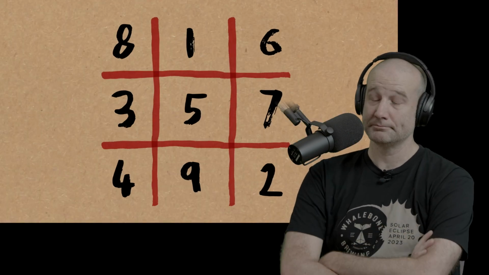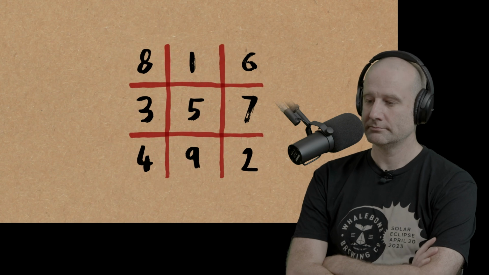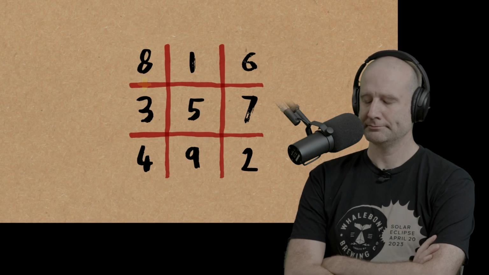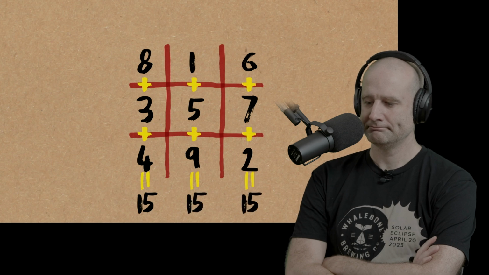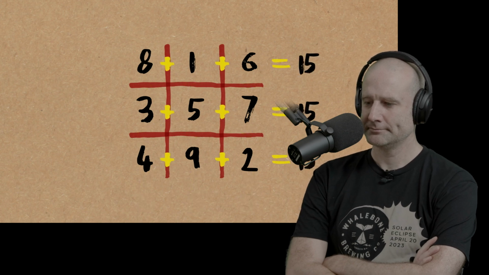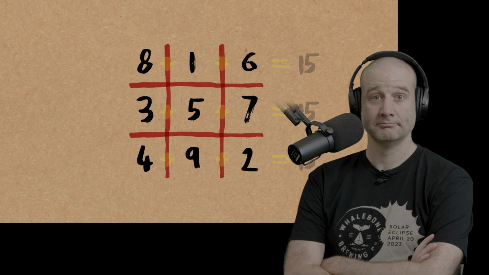Classic. And what's incredible here is that if you add the numbers down the columns, so like 8 plus 3 plus 4, you're going to get 15. You're going to get 15 no matter what column you add down. Or if you look at the rows and if you add those up, then you also get 15. So all the rows add up to 15. And also the two diagonals.